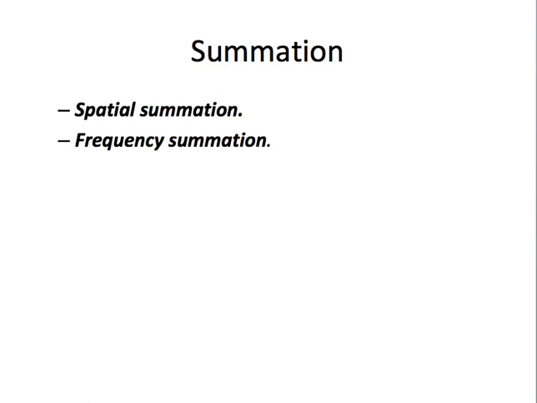The frequency summation occurs by increasing the frequency of contraction of individual motor units. There is no increase in the number of motor units. The same number of motor units contract repeatedly.